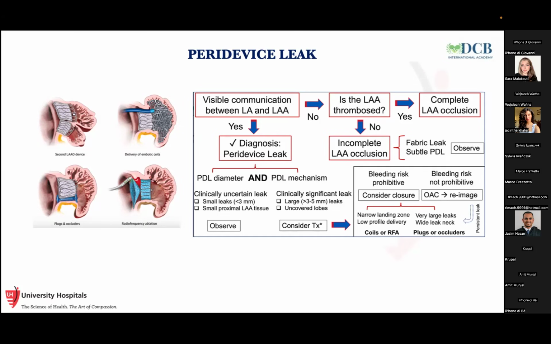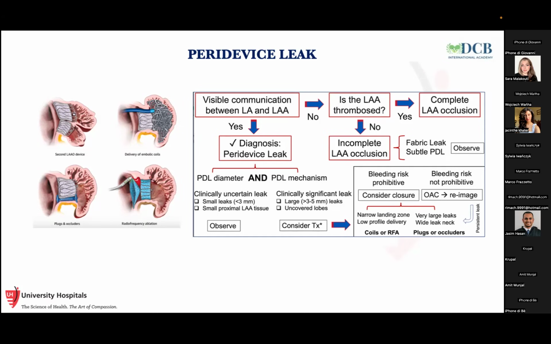We are sure that this type of leak is related to an increase in thromboembolic events. So in this case, we have to consider a therapy. What type of therapy? In this case, we want to think about closure of this type of leak. We have four different techniques, we can say, difficult procedures for operators with expertise. And we can use a second device, as we can see: deliver embolic coils, plug and occlude, or radiofrequency ablation.